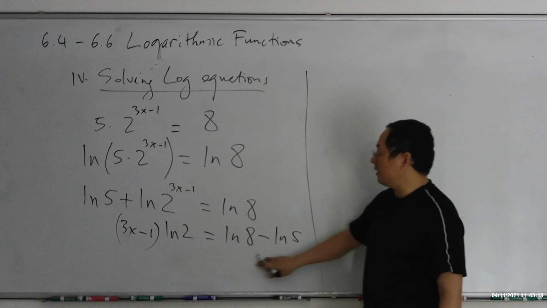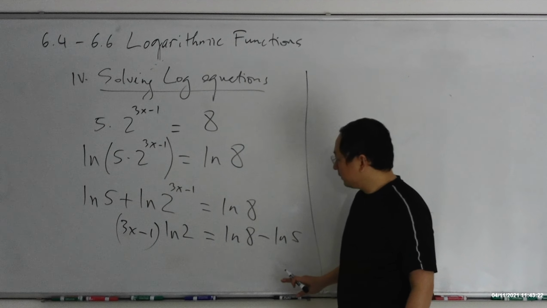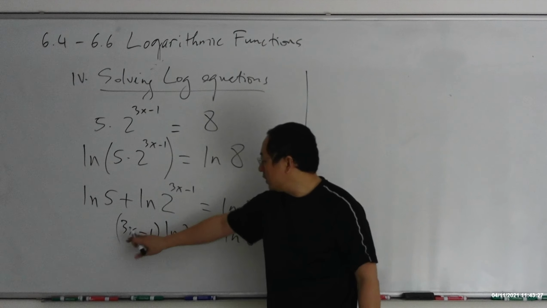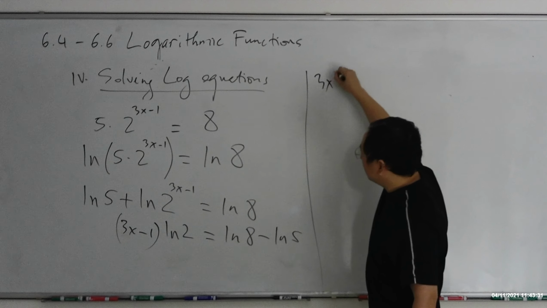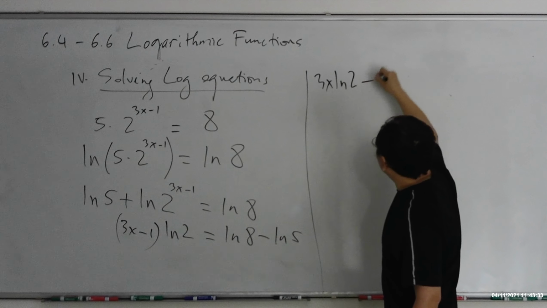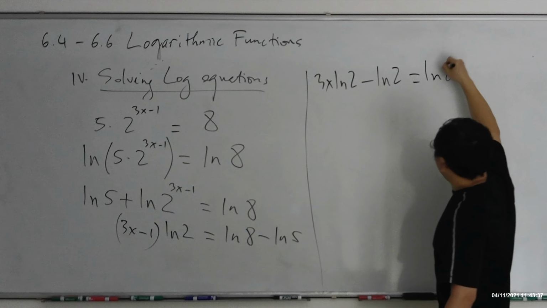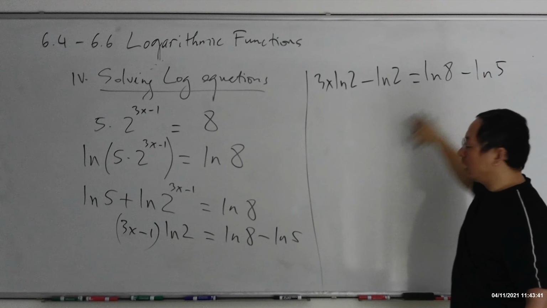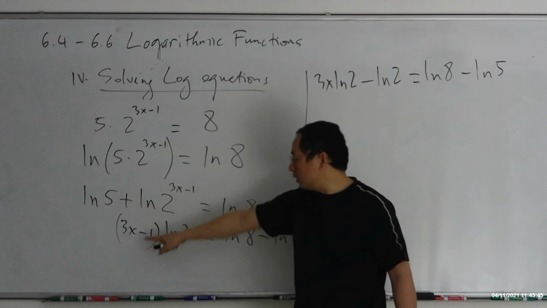Actually, I claim that this is no more than a linear equation. So the safest way to solve for x here, first of all, we try to distribute the ln of 2 into the 2 terms. So on the left-hand side, I've got 3x ln of 2 minus ln of 2 is equal to ln of 8 minus ln of 5. On the right-hand side, I keep the same. I didn't do anything. On the left, I'm distributing ln of 2 into the 2 terms.